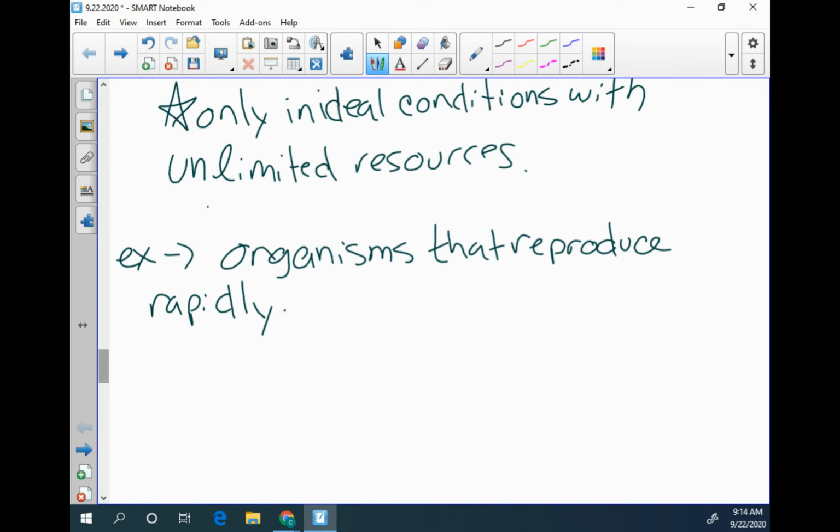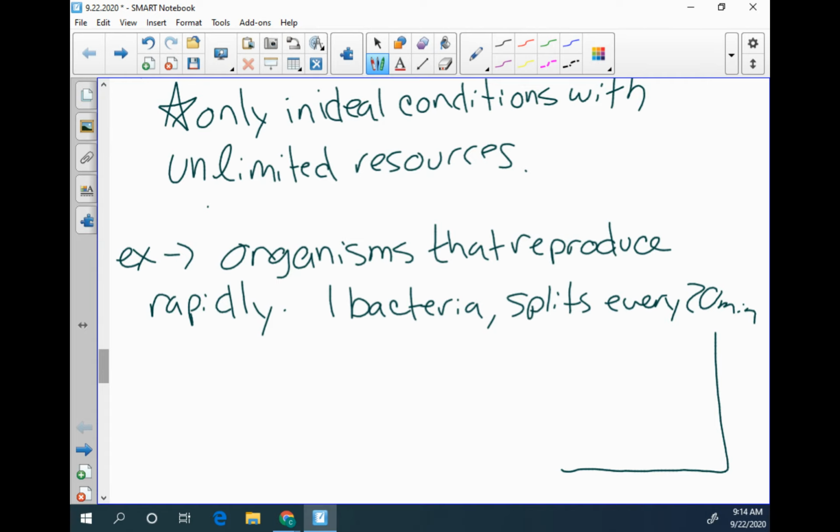For example, one bacteria splits every 20 minutes. So if you start with one bacteria, within 20 minutes it'll be 2. Within 20 minutes it'll be 4. And the next 20 minutes it'll be 8. And that'll just keep growing and growing and growing. And it'll look like this. It'll just shoot straight up.